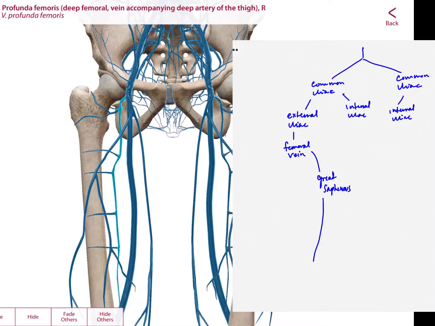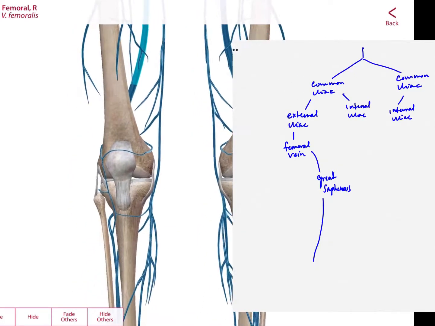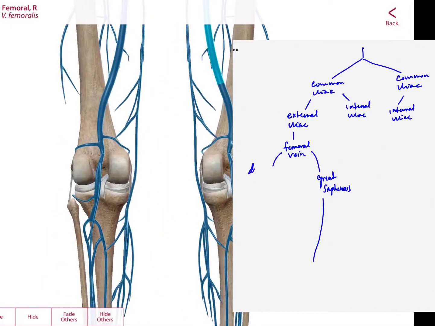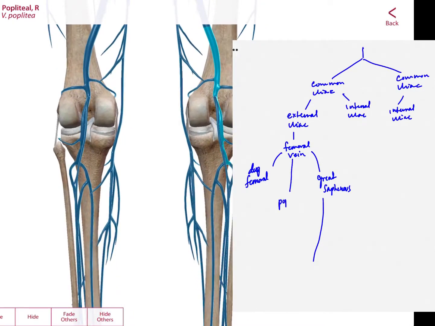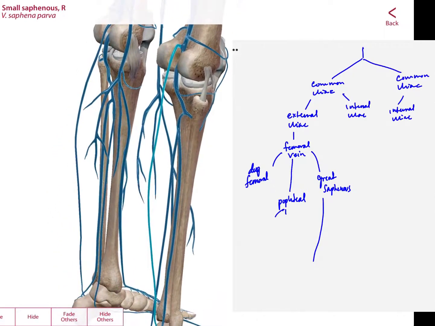Once again, we also have a deep femoral vein, and that's going to drain the deep structures. And then we've got our regular femoral vein, and our femoral vein is going to go down the leg. As it's going down the leg and it hits the knee region, it will again change its name to the popliteal. Popliteal is going to have a new branch because it can't be easy, can it? And this is the small saphenous vein.